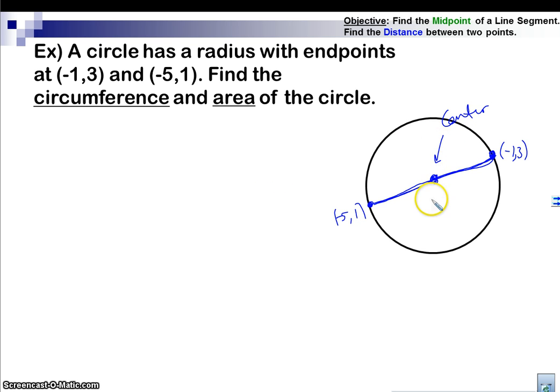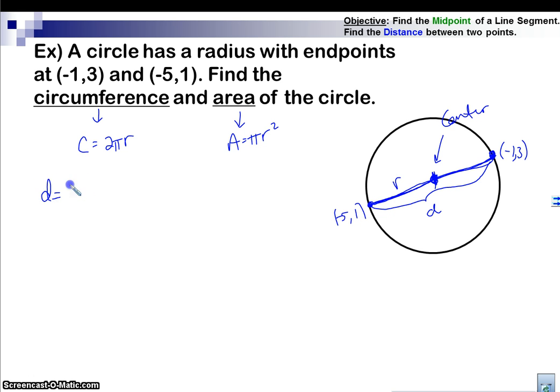So I don't really need to find the center. What I need to find is the radius, because to determine the circumference, it's 2 pi r, and the area is pi r squared. So I need to figure out the radius. I could do this two ways. I could either find the midpoint and find the distance between these 2 points, or I can just find the whole thing, which is the diameter, and then divide by 2. I think that's easier to do.